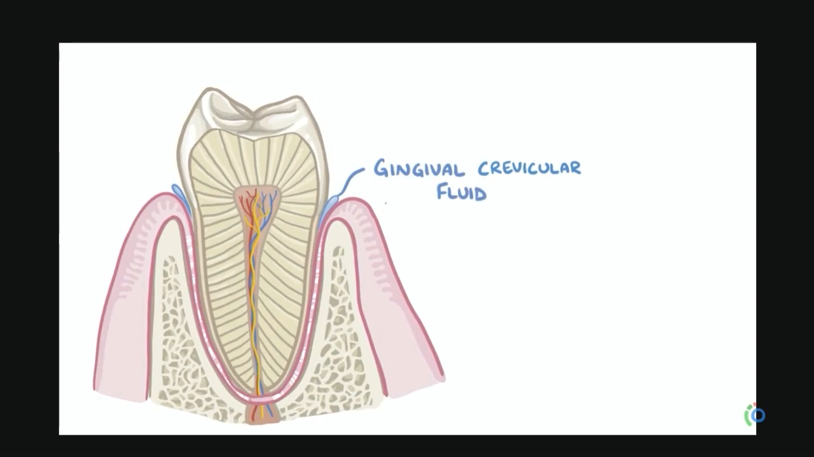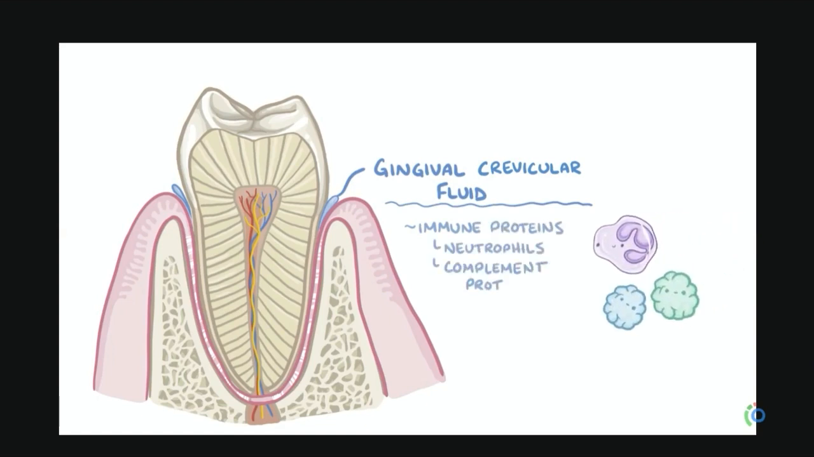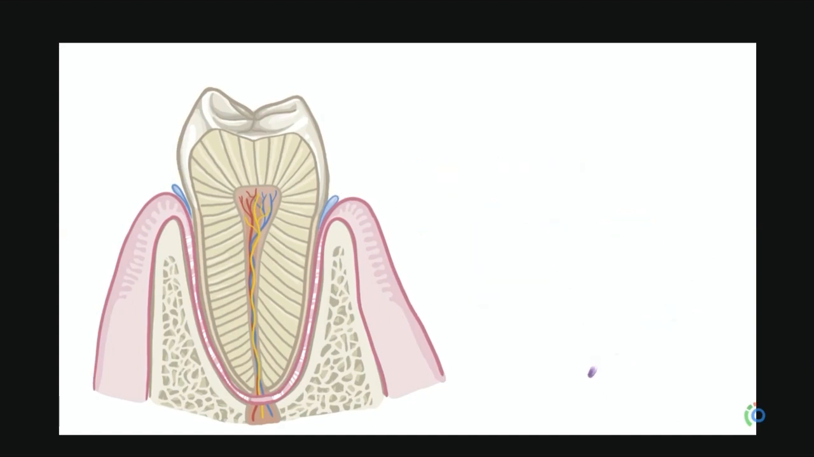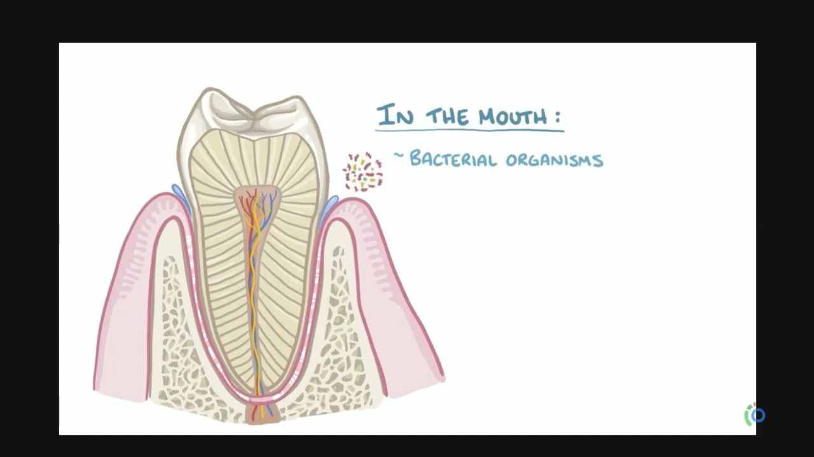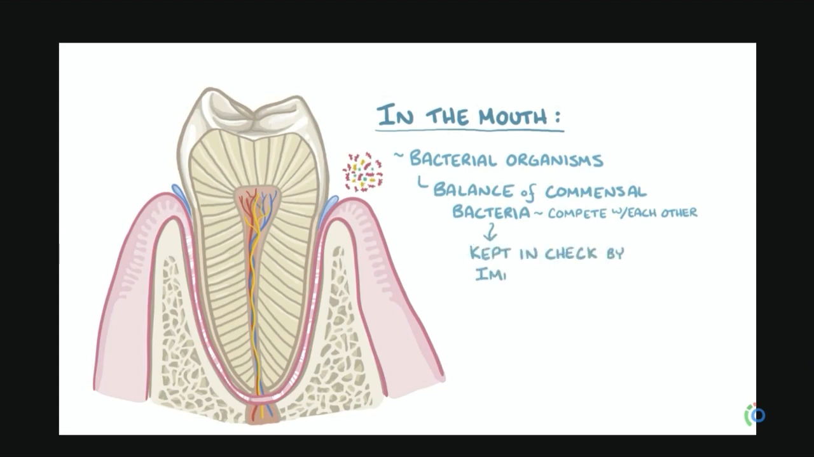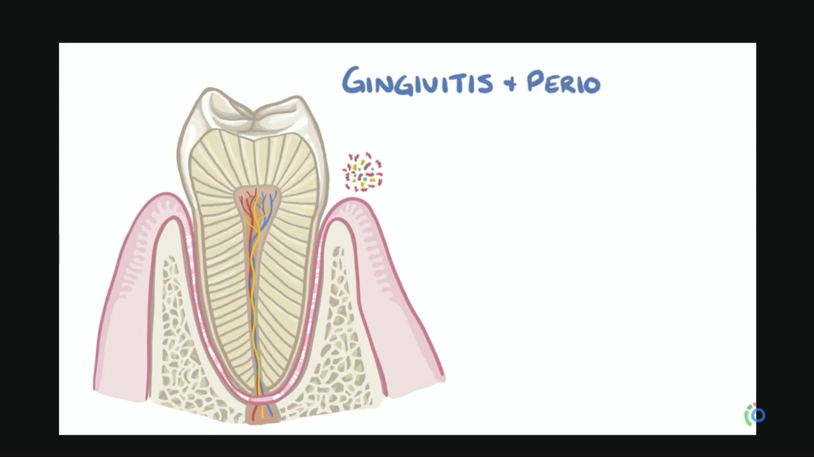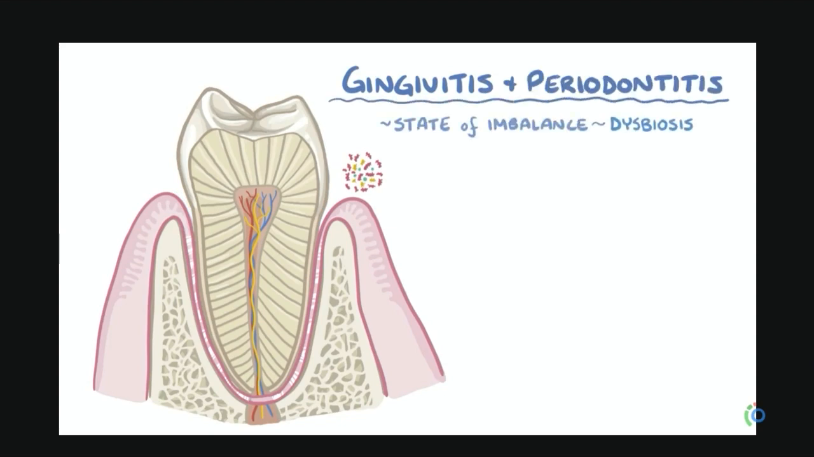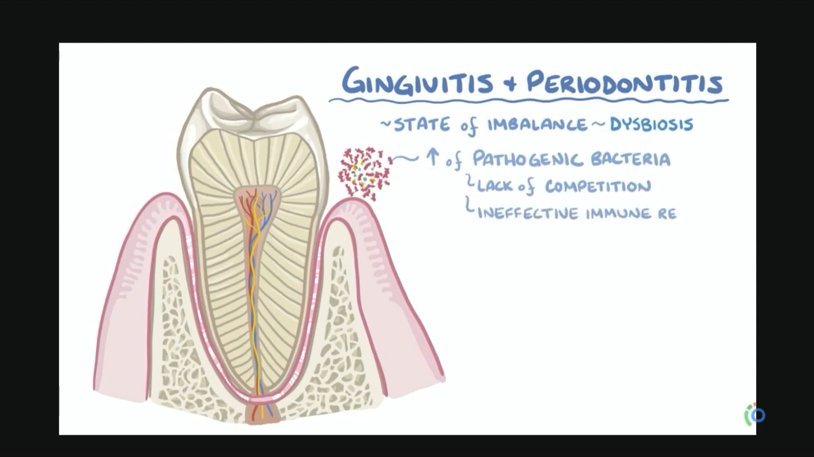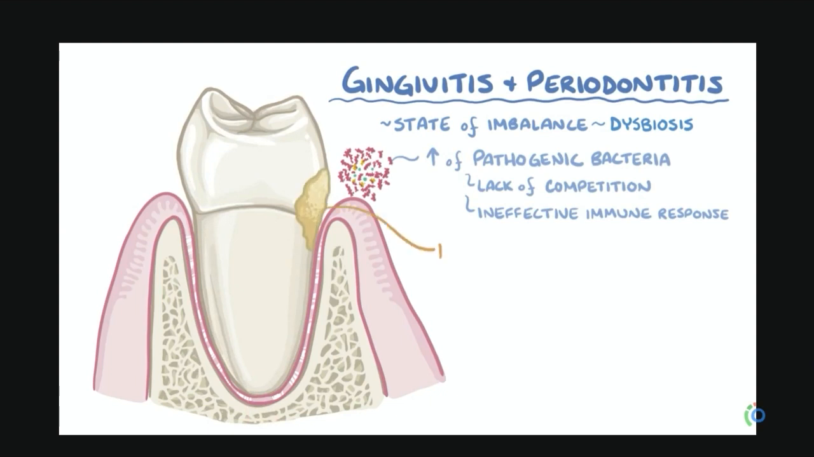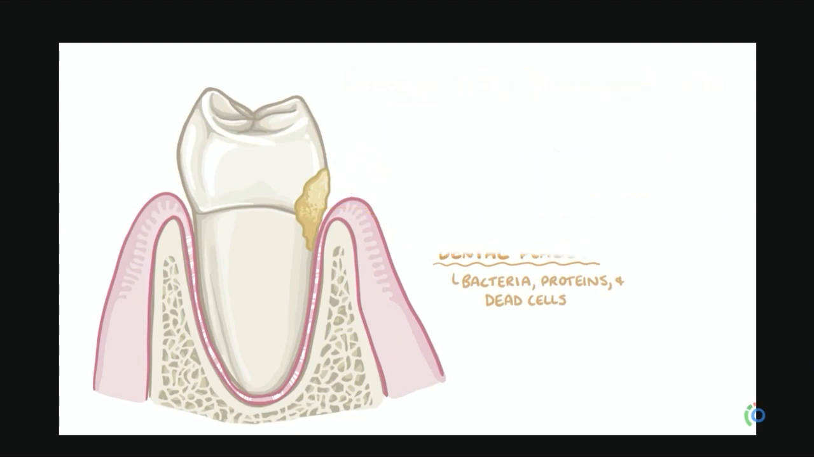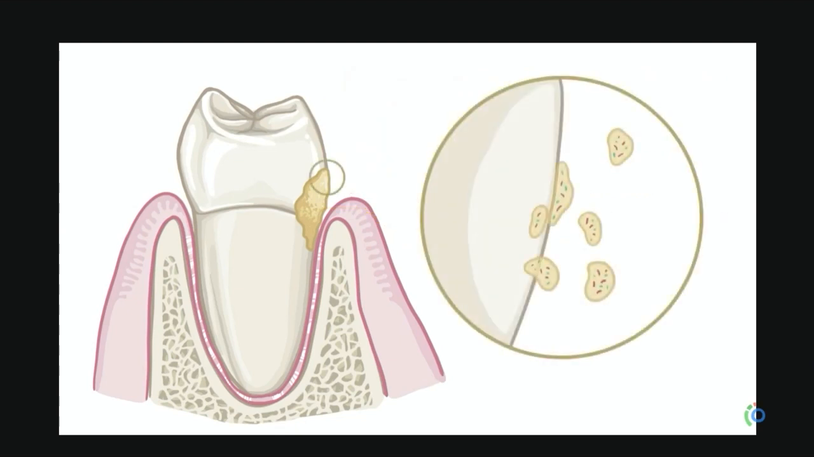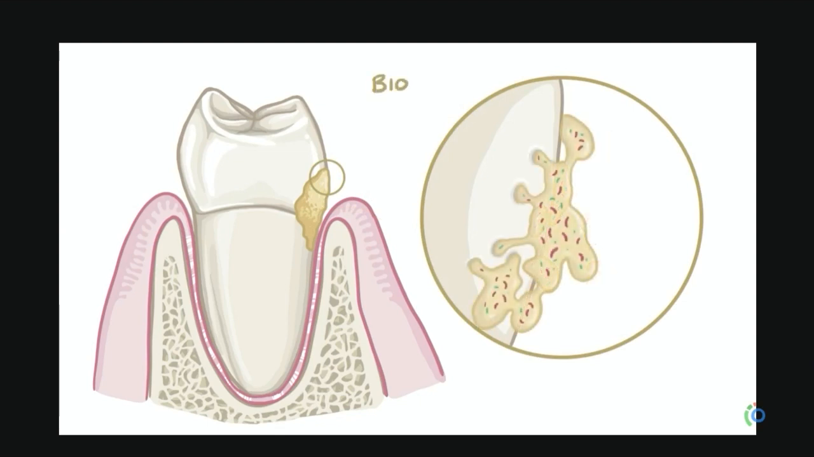A watery substance called gingival crevicular fluid flows into the space in small amounts. Gingival crevicular fluid contains various immune proteins in cells like neutrophils, complement proteins, and antibodies. Within the mouth, there are a bunch of bacterial organisms. In a healthy mouth, there's a balance of commensal bacteria that compete with each other, and they're all kept in check by those immune factors. Gingivitis and periodontitis represent a state of imbalance, or dysbiosis. This is when there's a relative increase in pathogenic bacteria, either because of a lack of competition with other commensal bacteria, or because of an ineffective immune response in the mouth. The pathogenic bacteria form dental plaque, which is a sticky collection of bacteria, proteins from saliva, and dead cells from the lining of the mouth. Individual bacteria multiply and form a lot of small microcolonies that coalesce, creating a layer of dental plaque, which is a type of biofilm.